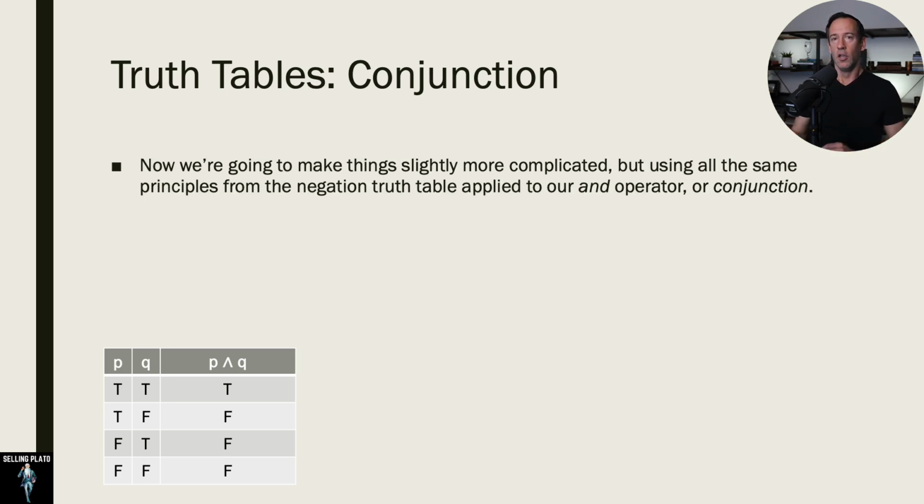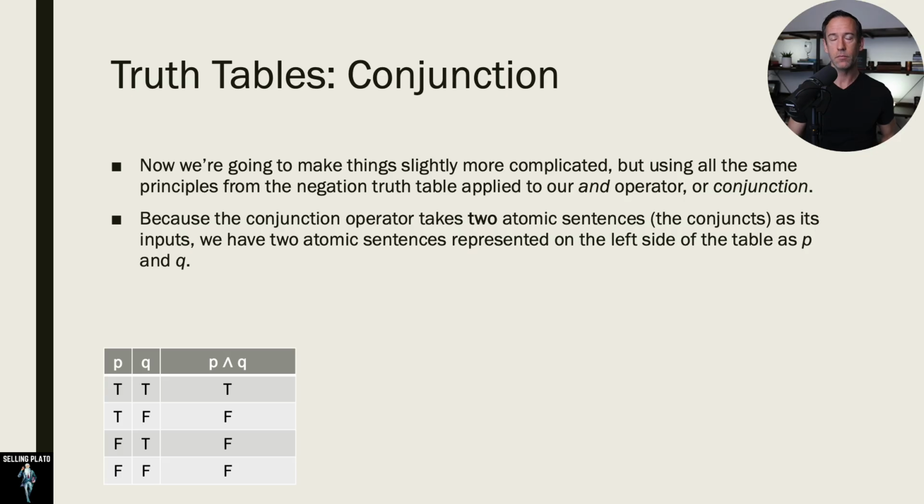Okay, so we're going to make things a little bit more complicated than they were with just negation, all right? But we're using all the same principles from the negation truth table. We're going to apply it to our and operator, or conjunction. All right, and you see that there. So let me go step by step. Because the conjunction operator takes two atomic sentences, remember we call those the conjuncts, all right? So this is where terminology really is key and crucial.